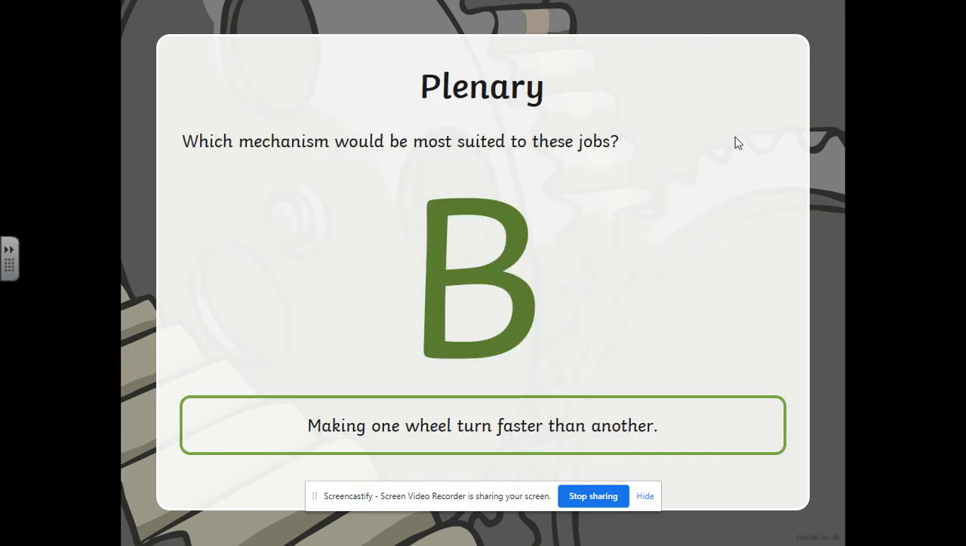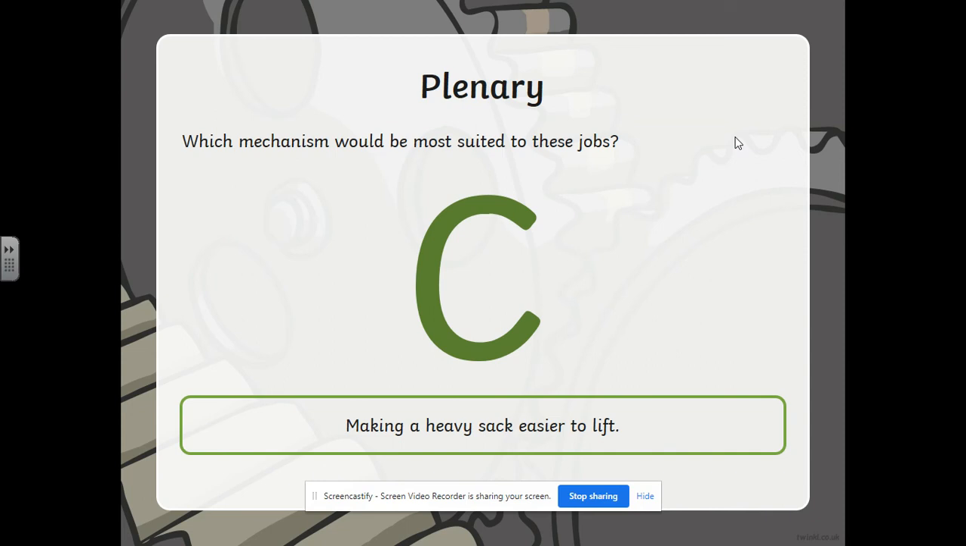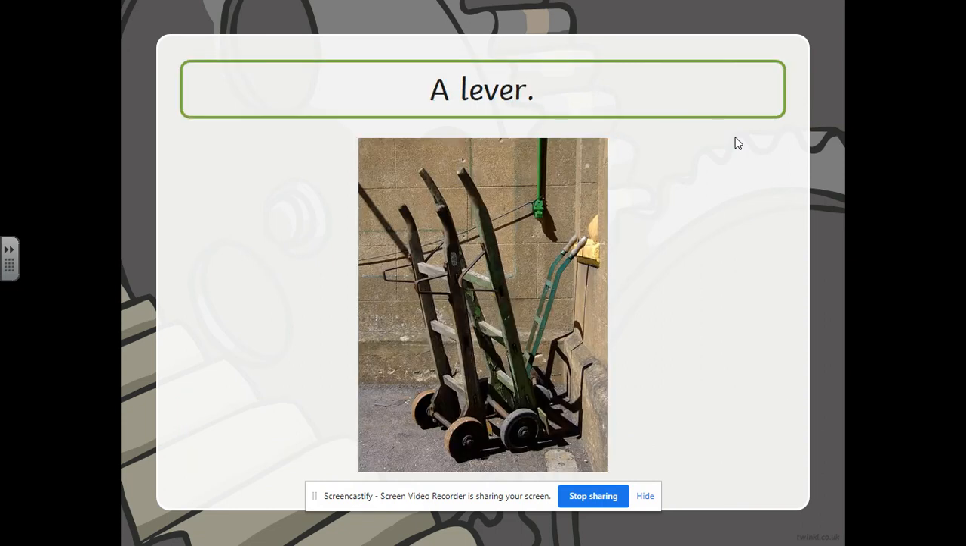Which mechanism will be most suited to this job? Making one wheel turn faster than the other. A gear. So we talked before about how the wheels, depending on their size, determine how fast they can move, and when those teeth are meeting as they're turning. And C, which mechanism will be most suited to this job? Making a heavy sack easier to lift. I think we should be thinking back now to the beginning of the PowerPoint, and we can see it will be a lever. A lever will be easiest to lift.